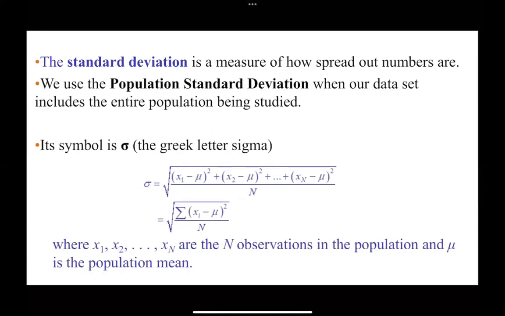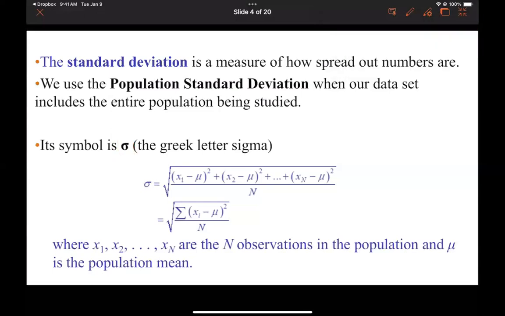Standard deviation. So standard deviation measures how spread out our numbers are. This is a very important topic. We use the population standard deviation when it includes the entire population being studied. Now, there is a different way to calculate population and sample, so make sure when we're going through it, you pay attention to the different ones. This is the Greek letter sigma, a lowercase sigma, and that is the symbol for the population standard deviation.